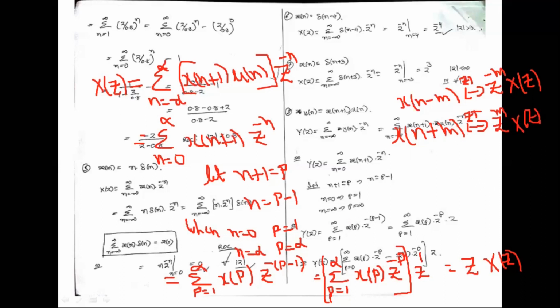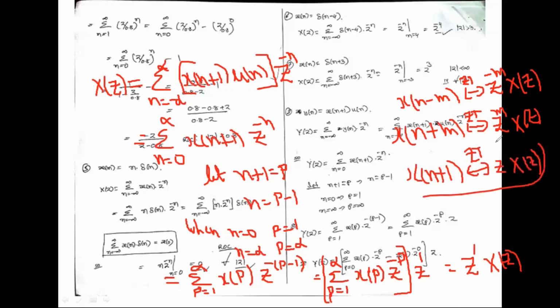What is the m here? Instead of m, there is a 1. So x of n plus 1, the z transformation, you can directly write with m equal to 1, as z power 1 and x of z.